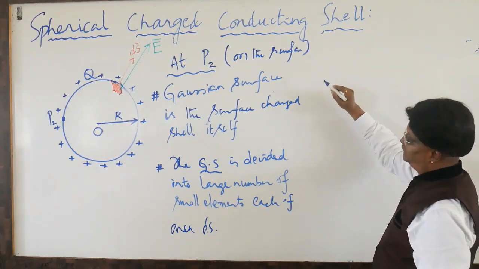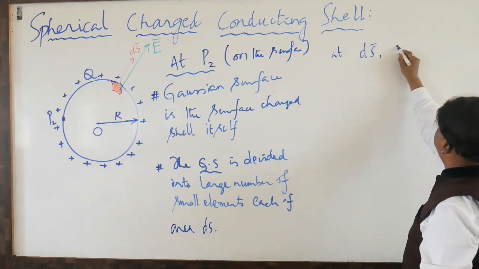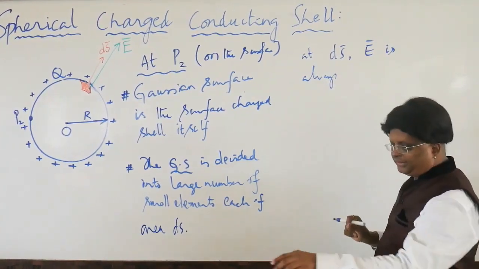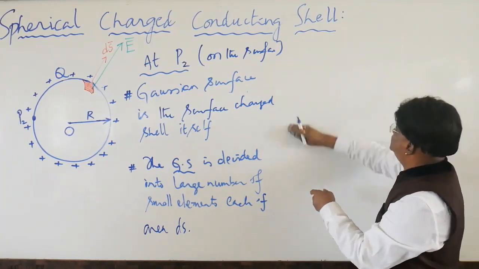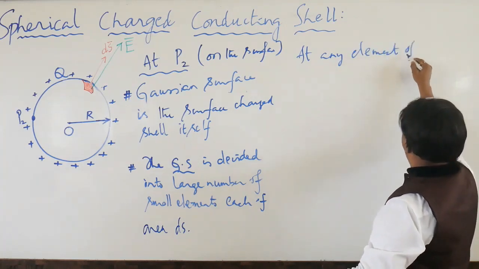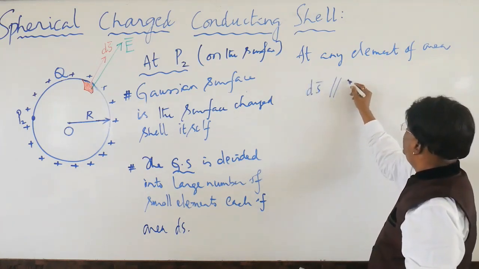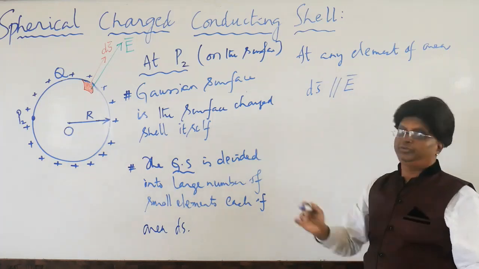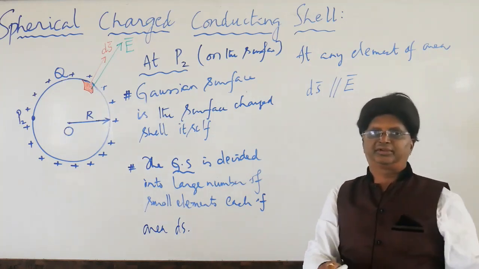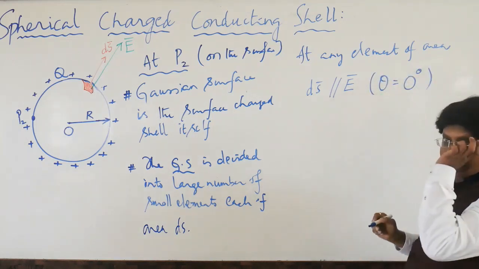Now here we mention at ds bar, E bar is always, or let us write like this, at any element of area. What was the result we said? ds bar is parallel to E bar, or E bar parallel to ds bar, and that is why I have told you, show the figures separately for the inside point, outside points or surface points. ds bar parallel to E bar, that is theta is 0 degrees.